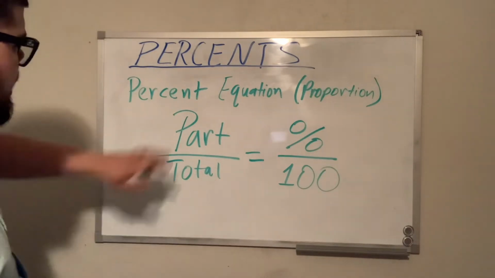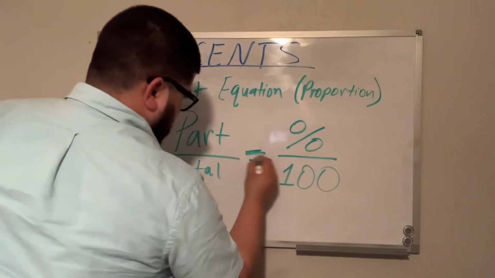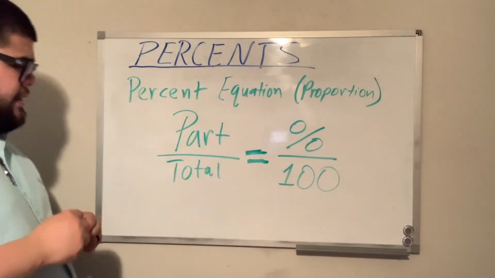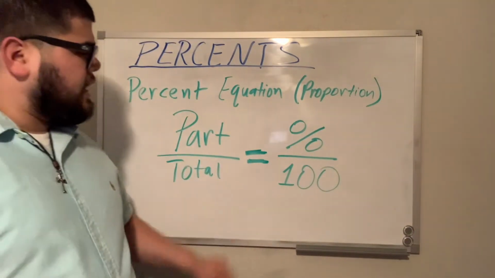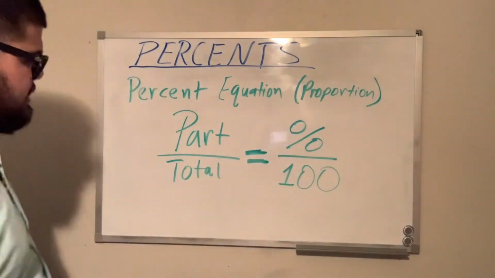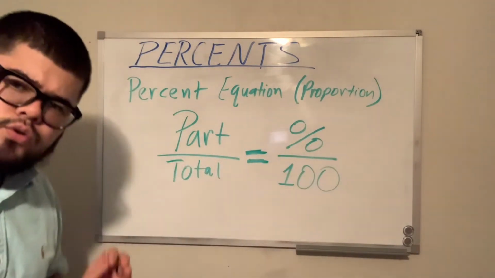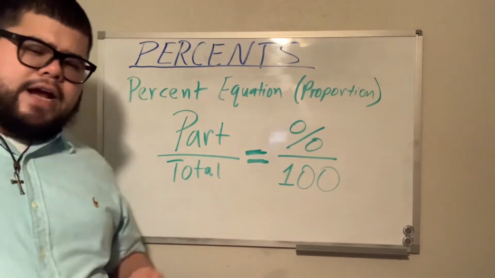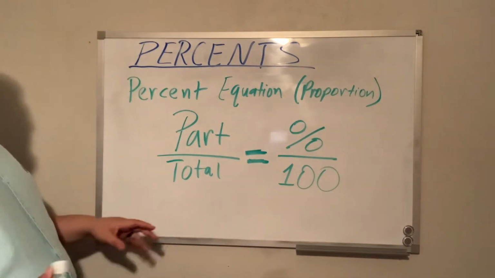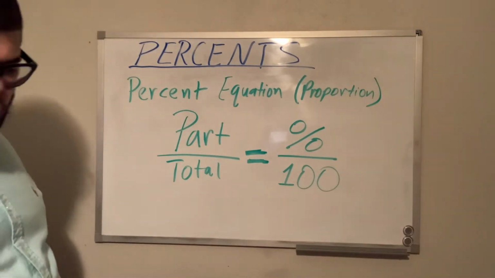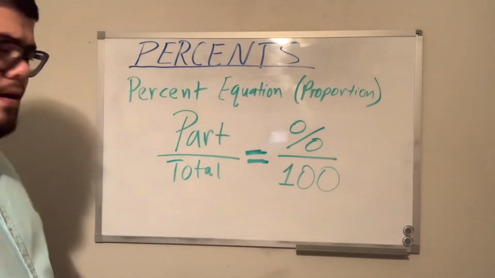And why is it an equation? Because it has a what? An equal sign, right? It is an equation because it has an equal sign. Now, it's also called a proportion because it has two what? Two fractions or ratios, right? That are equal to each other. And so that's why we can call it the percent equation or percent proportion. Now, make sure you have this written down.